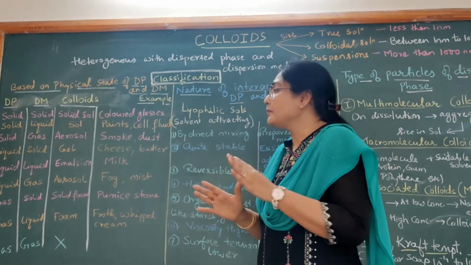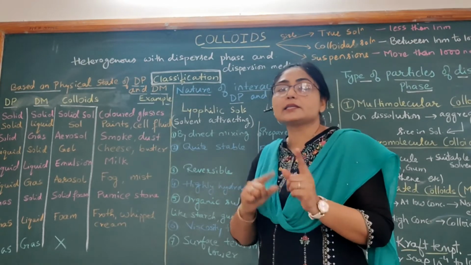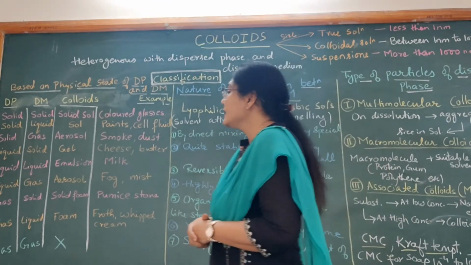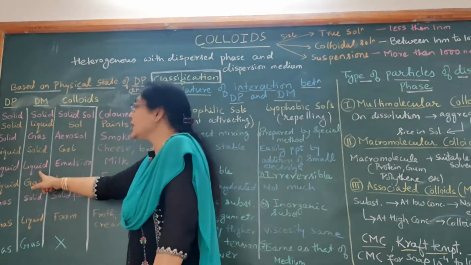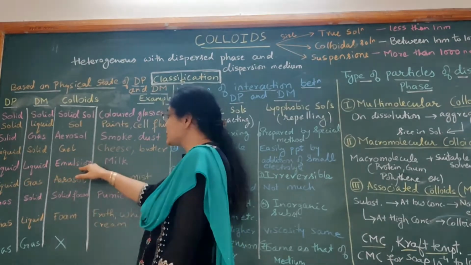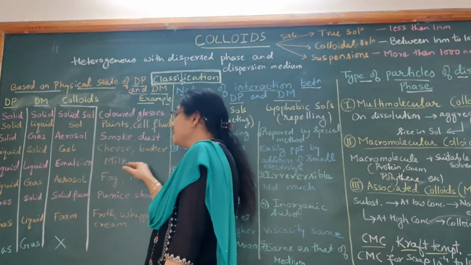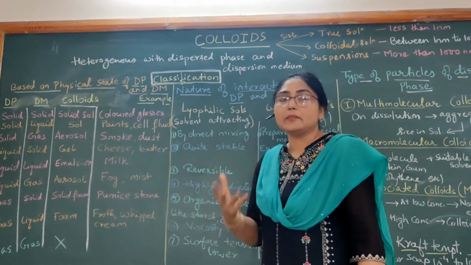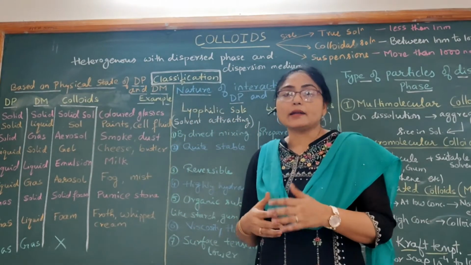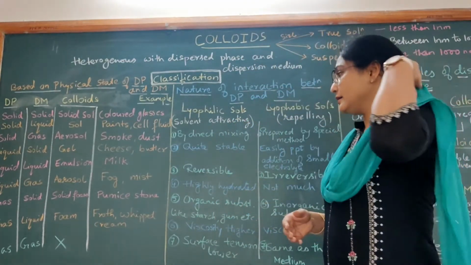These are all examples in which the liquid is in the dispersed phase and has been dispersed in the solid. Then liquid in liquid, such types of sols are known as emulsion. A very good example is milk. Milk is a kind of emulsion in which the fat particles and protein have been dispersed in the liquid form.